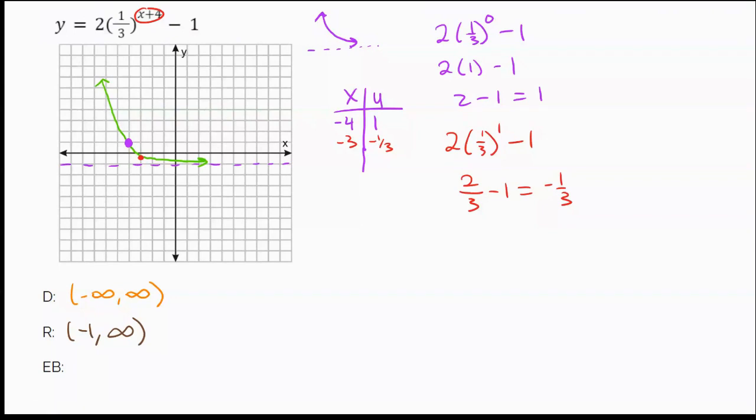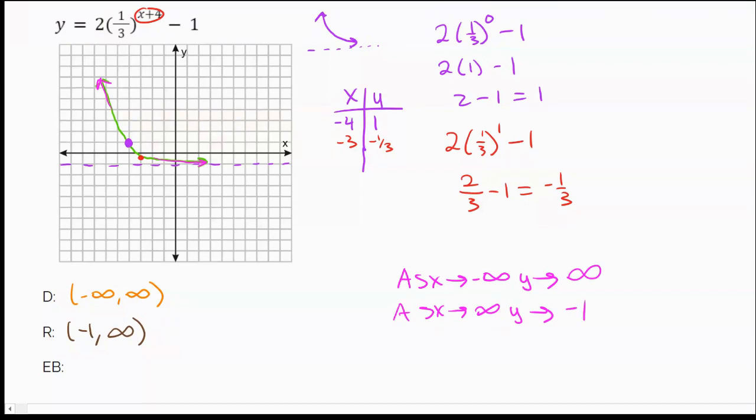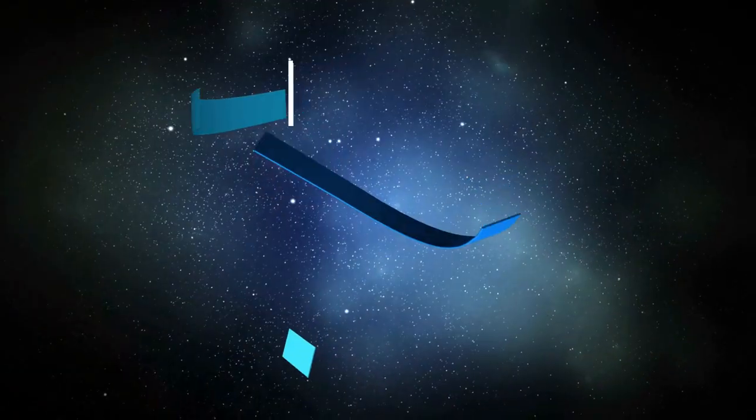Then lastly, my end behavior I'm going to do over on the right just so I have enough room. As x goes towards -infinity, and as x goes towards +infinity. On the left side, we see that the y value is increasing, so it's going towards +infinity. Whereas on the right side, it's decreasing, but it's never going to pass that asymptote, so I know that it's really going towards the y value of -1.